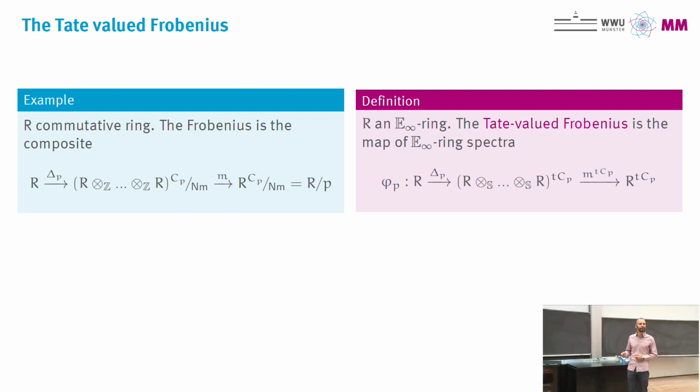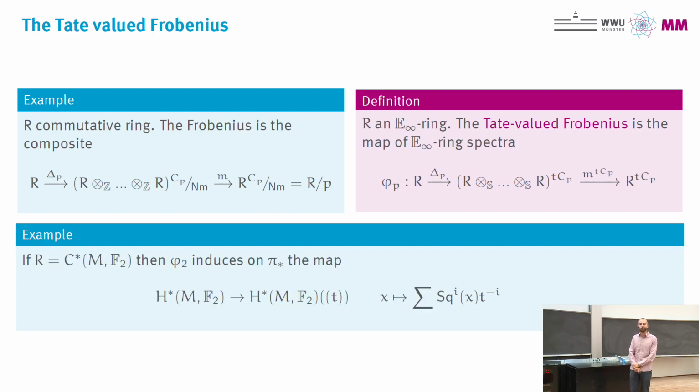There's a lot of examples I could give here, but let me give you just one, which I find personally very interesting. If you just input cochains on a topological space M, say cochains with F_2 coefficients, then you have the map phi_2. And let's look at the effect on homotopy groups. So the homotopy groups of the cochains are the cohomology groups of M. And it turns out that the homotopy groups of the Tate construction are just the Laurent power series ring over the cohomology of M. It's a little computation in Tate cohomology.